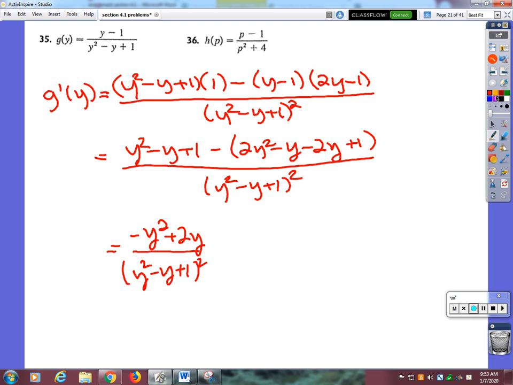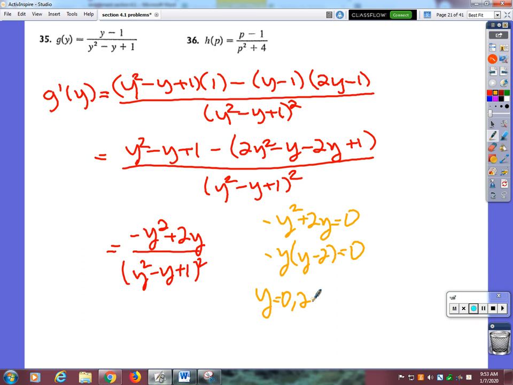All right, so now I have to do two things. I have to set this equal to 0, and I have to find out where it's undefined. To set it equal to 0, I just have to take the top and set it equal to 0, because 0 divided by anything is equal to 0, so I don't care what the bottom equals in this case. So how can I solve that? Can I factor out a negative y? Yeah. So that'll leave me y minus 2 equals 0. So my first two critical points are 0 and 2.